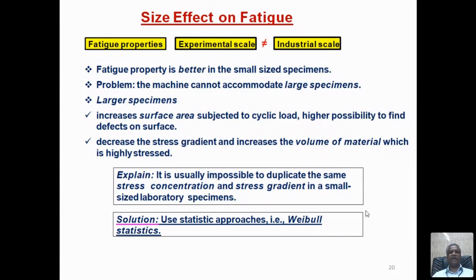So they use the size factor. Even when you test at the lab scale on small specimens, they use a factor of safety. There are size factors.